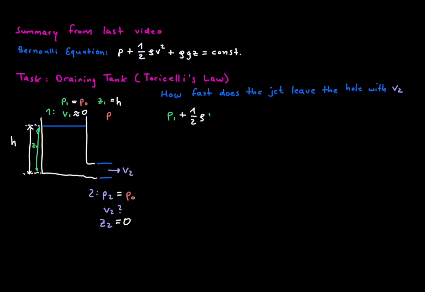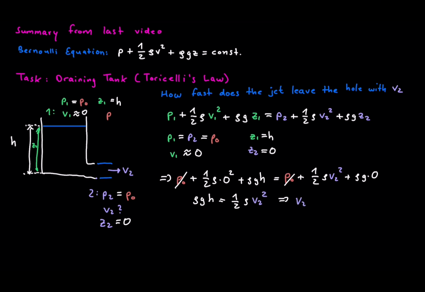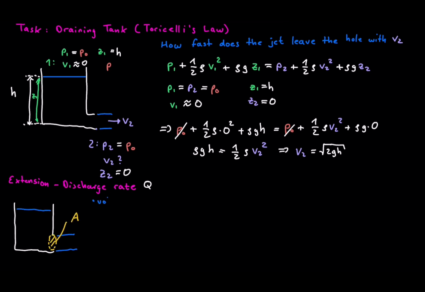Plug those into Bernoulli's equation, cancel the equal pressures, and neglect the small velocity at the surface. That gives 1/2 times density times velocity squared equals density times g times h. Simplify it, and you get velocity equals the square root of 2gh. That's Torricelli's theorem. The velocity of the jet is the same as the speed an object would gain if it fell freely from height h. The potential energy of the water column turns into kinetic energy of motion.